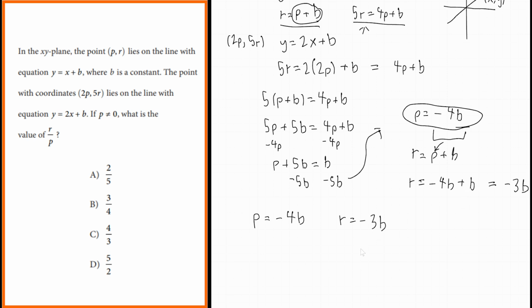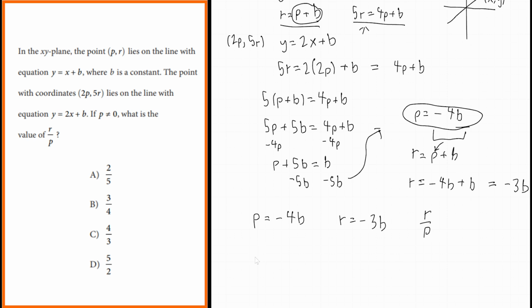And this is what we get when solving the system of equations. Now, a thing to keep in note, because our original system of equations had 3 variables and 2 equations, we would not be able to solve for a numerical value, but we can get these values in terms of b, which is all we need, because if we look back at the original question, what we're looking for is not the numerical value of r and p, but the ratio between them, r divided by p.